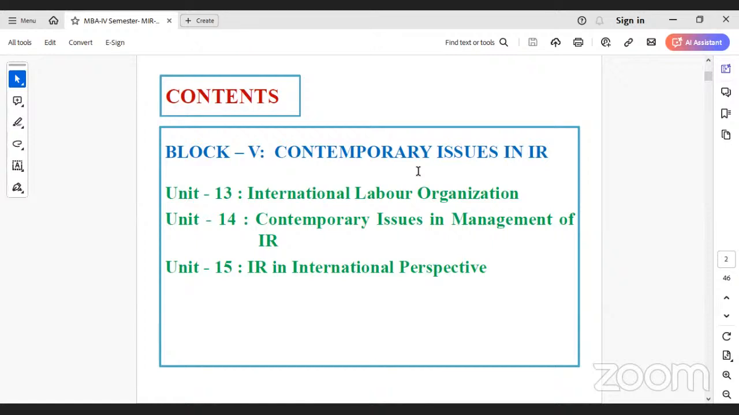With that, we discussed in the last class what the law is, how it applies to organizations, and what rules, regulations, recommendations and guidelines are given to industries. Now we are going to discuss the contemporary issues in the management of industrial relations, and at the same time industrial relations in an international perspective. So we are discussing these two units as part of block 5.